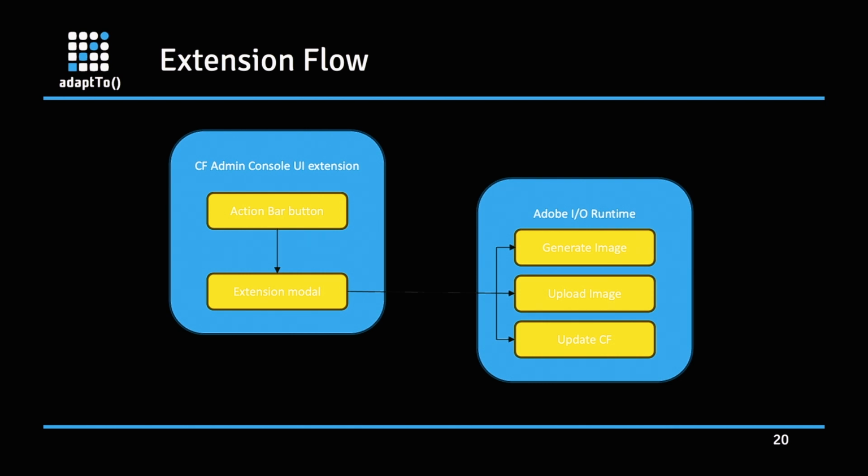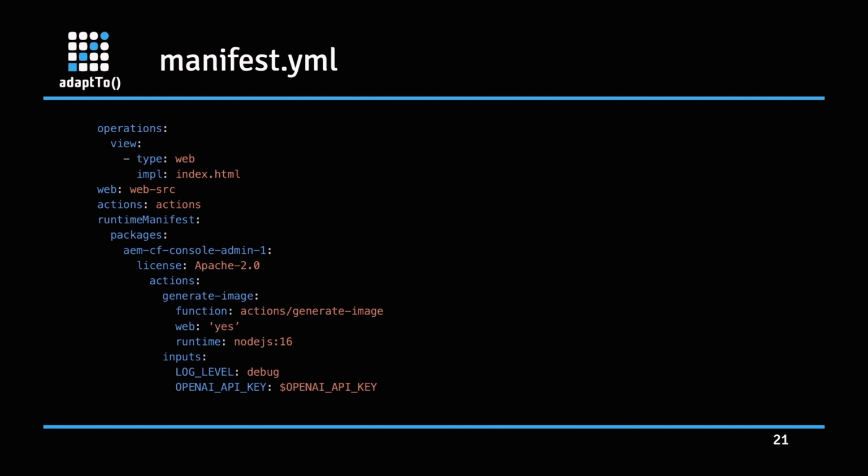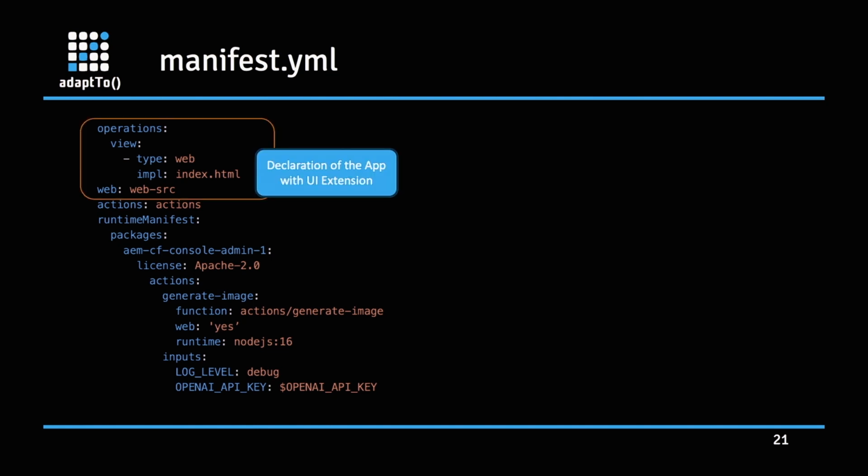Let's look at the code that was generated by the template. I'll show you how this is generated afterwards. So this is the most basic manifest that we need to have in an AppBuilder application. It's called manifest.yaml. It will tell us what there is in our application. So the first thing we see on top is the declaration of the UI part.